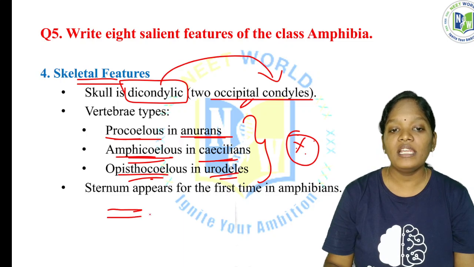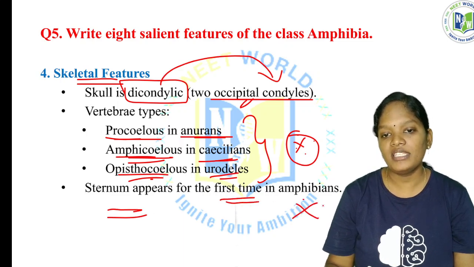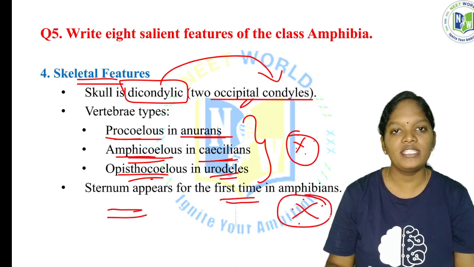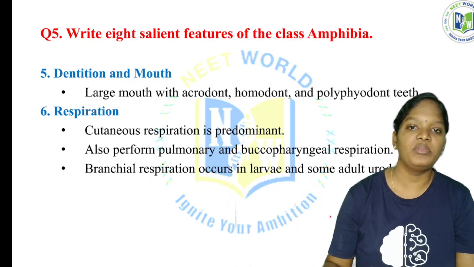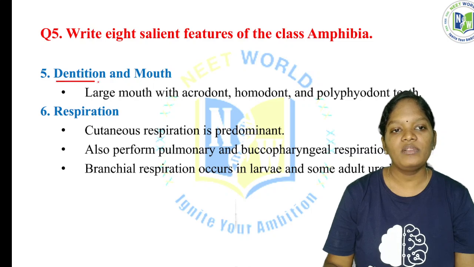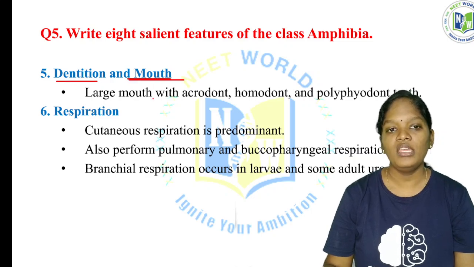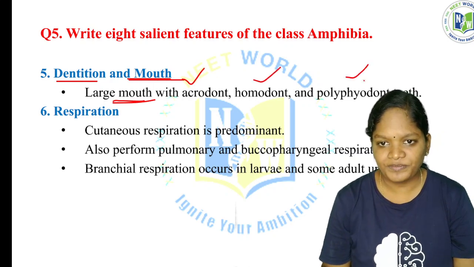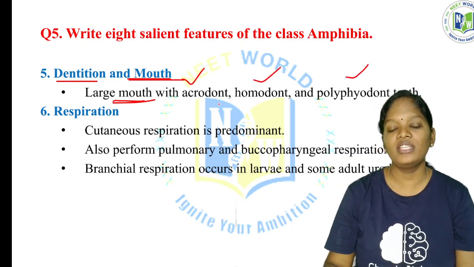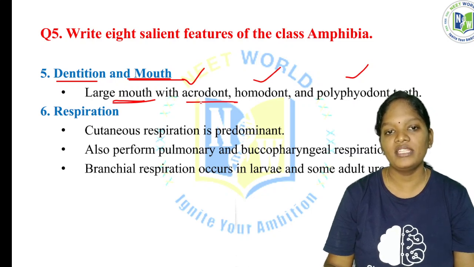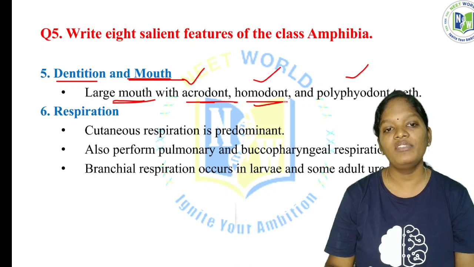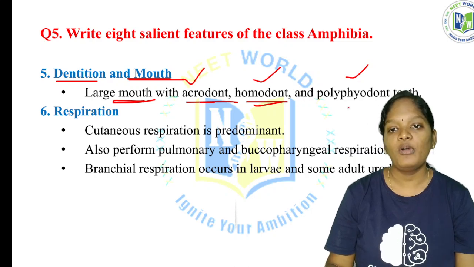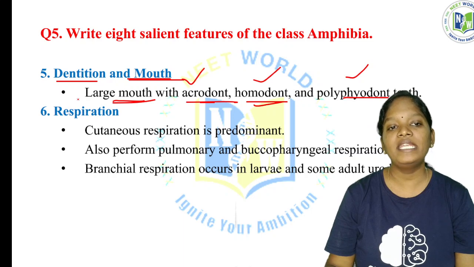Sternum appears for the first time in amphibians. Another important point, this can also be asked in very short answer questions. The sternum appears for the first time in amphibians only. Another important structure is the dentition and the mouth: a larger mouth with acrodont, homodont and polyphyodont teeth. The dentition may be acrodont, may be homodont, which means all the teeth will be very similar in size, polyphyodont. So these are the dentition types.